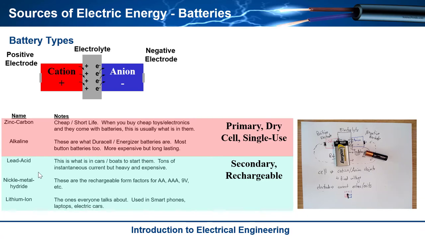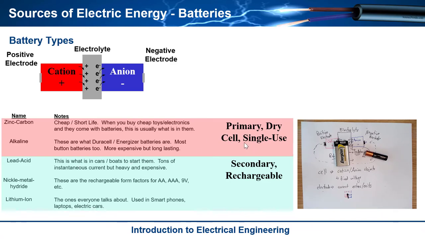These things are huge. They are heavy. They are expensive. Car batteries are $75, $100. Boat batteries, $130. And they can provide a ton of instantaneous current. They're lead acid, so a lot of these have actual liquid in them, like liquid acid, but they provide a lot of juice, and they're also rechargeable.